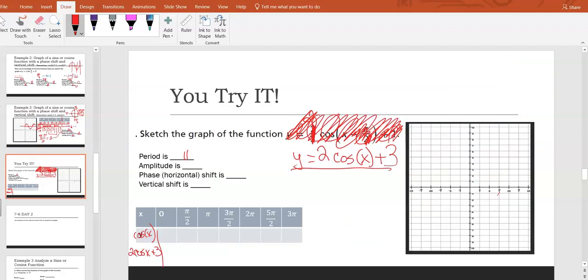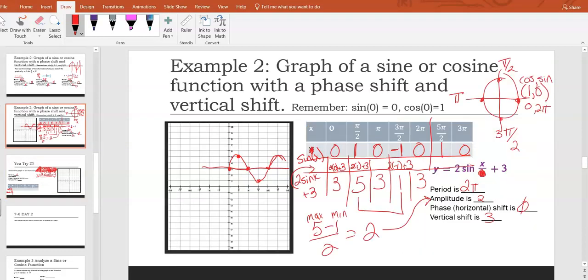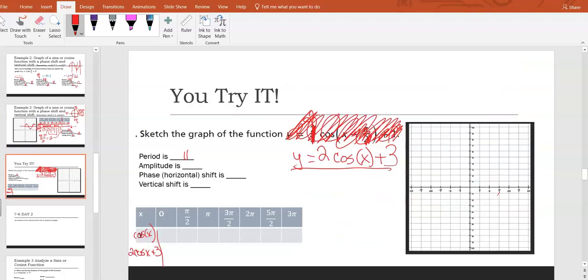Now this one was 2 sine of x plus 3. This is 2 cosine of x plus 3. Again, the period's going to be 2 pi. The amplitude is going to be 2. There's no shift. There is a vertical shift up 3. Now this one, I just wanted to do it so you could see the difference between the cosine and the sine.